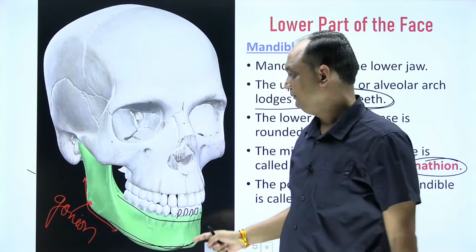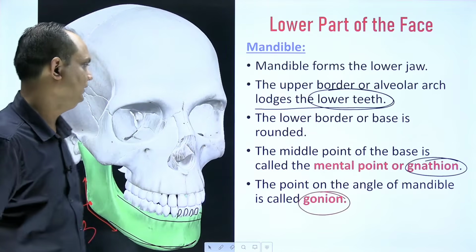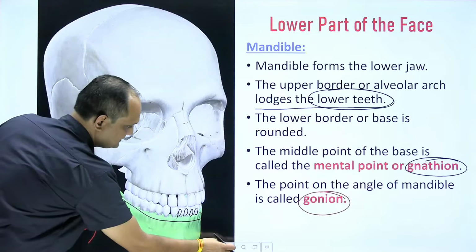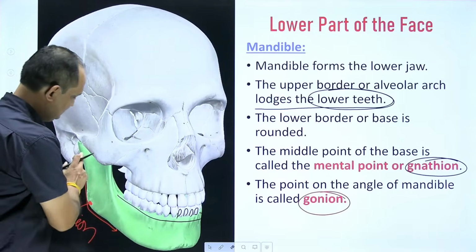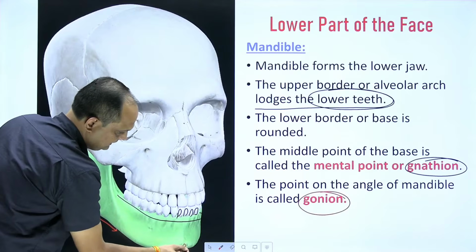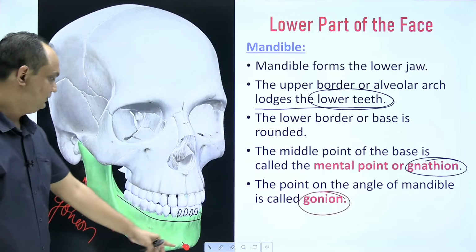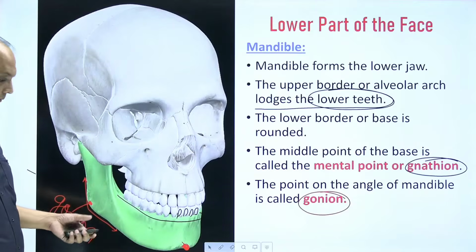But when we are talking about the gnathion, this gnathion is a mental point which is the middle point of the base. Now where is the base? This is the whole base. This middle point of the base is known as gnathion. Clear? So gnathion is here, gonion is here.